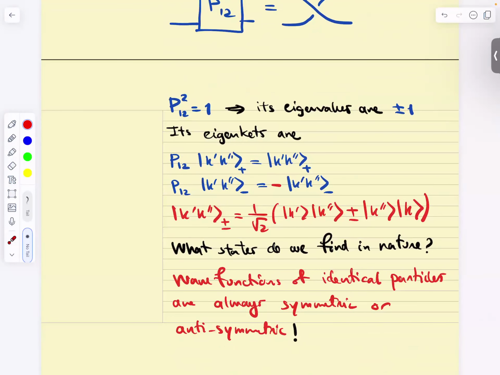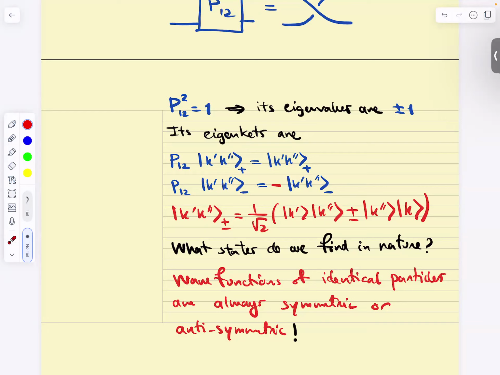Okay. So it's an observable. Does it have eigenkets and eigenvalues? Its eigenvalues are +1, -1. Why? Because it squares to 1. P1 squared is equal to 1, right? Therefore, its eigenvalues must be +1 or -1. Is that clear? Good. Because it's the Hermitian operator, its eigenvalues are real. So it's a real number that squares to 1. What is that? +1 or -1? Good.